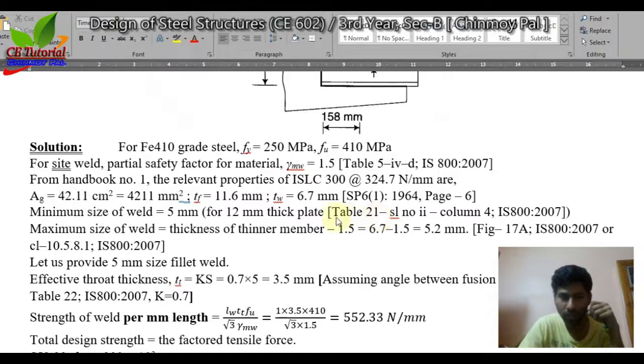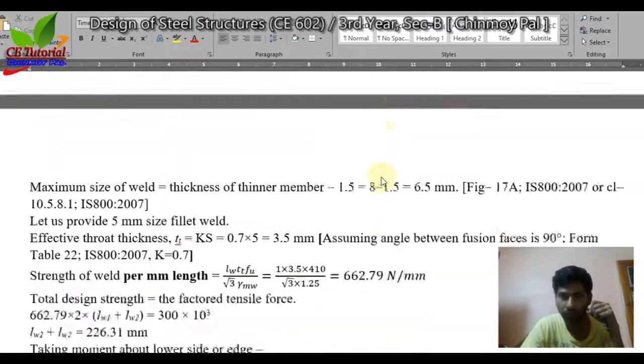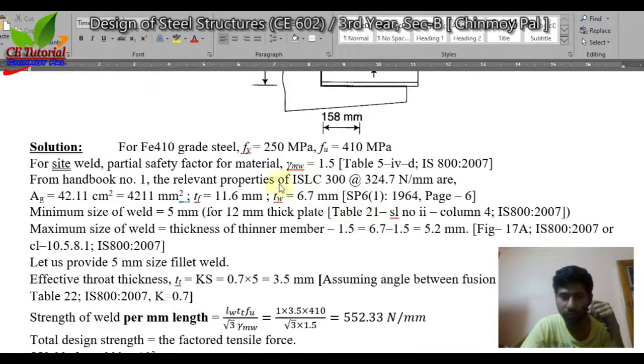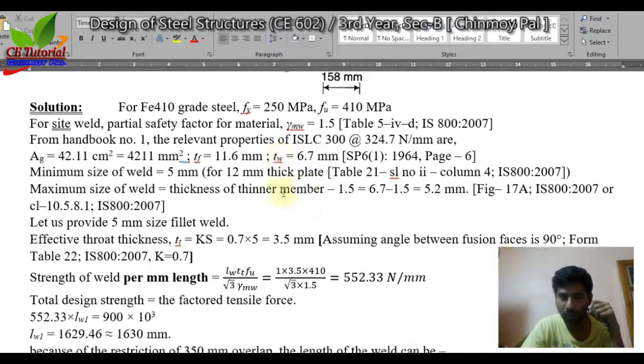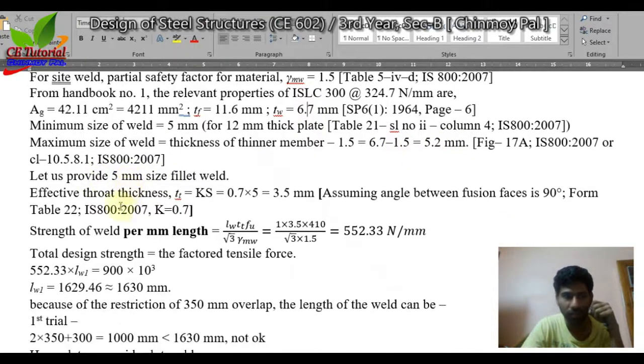So minimum size of weld is 5 millimeter. We are considering this because the plate thickness is 12 millimeter, which is greater than 10 and less than 20. So minimum size should be 5 millimeter, and maximum size is thickness of the thinner member minus 1.5. The thinner member is the channel, whose web thickness is 6.7, and flange thickness is greater than web thickness. So 6.7 minus 1.5 is 5.2 millimeter, and we are providing 5 millimeter welding size.